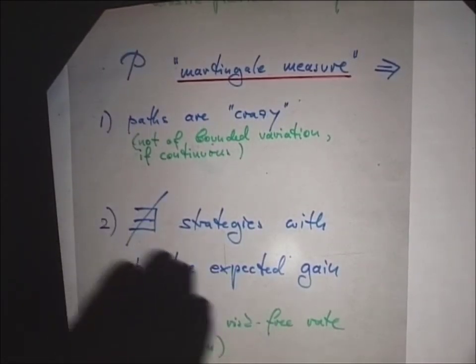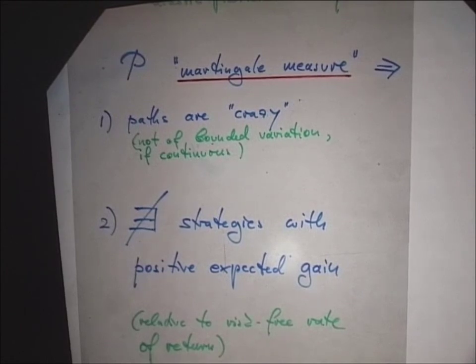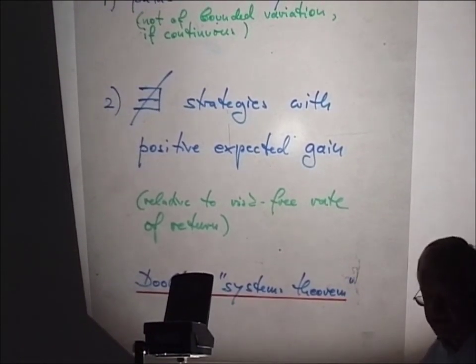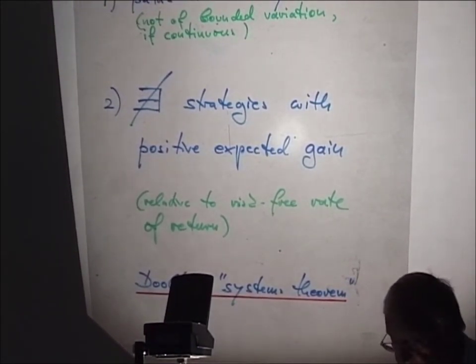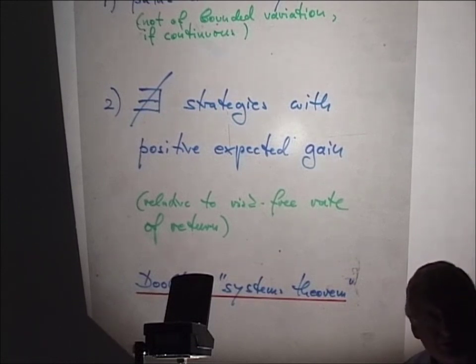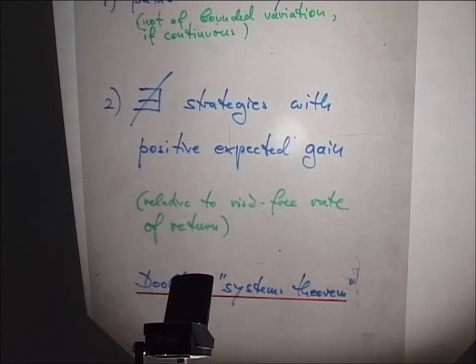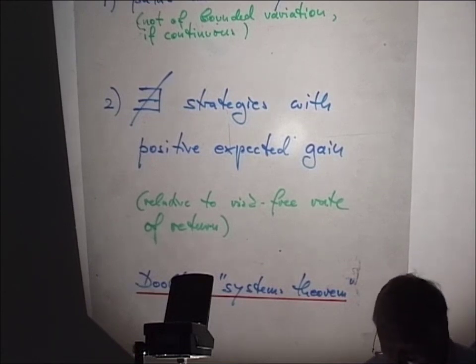On the other hand, then there can't be strategies with positive expected gain relative to the risk-free rate of return. And that's a basic theorem about martingales, the optional stopping theorem. For example, if you have a buy and hold strategy, you could try to sell at the moment which looks good to you. So you would apply a stopping time, technically speaking. And one version of the optional stopping theorem is that there is no stopping time, if you have a martingale, which changes the character of the thing. I mean, the expectation of the gain would be zero, no matter what you do.